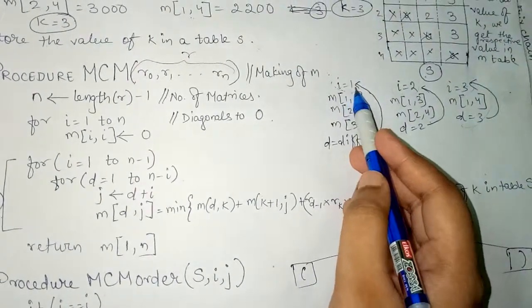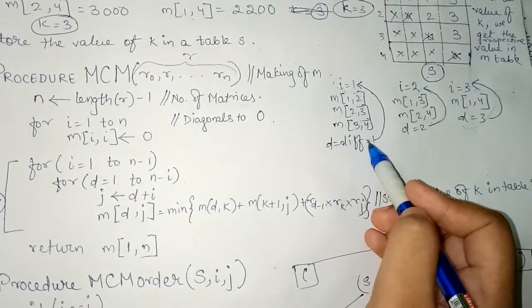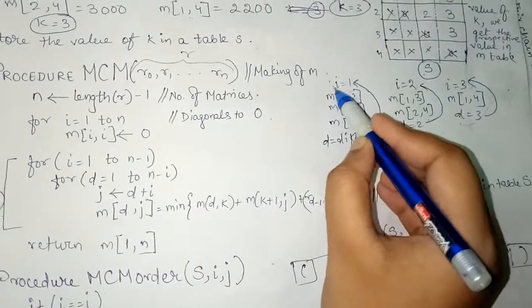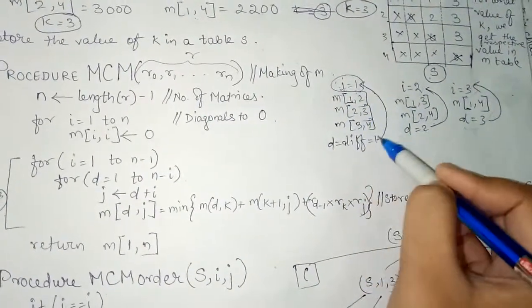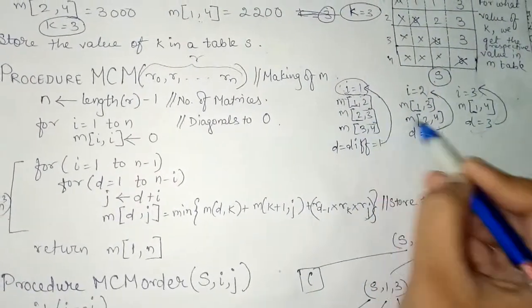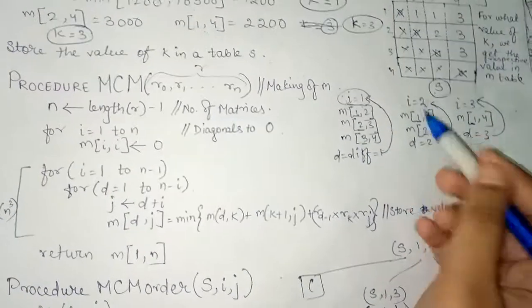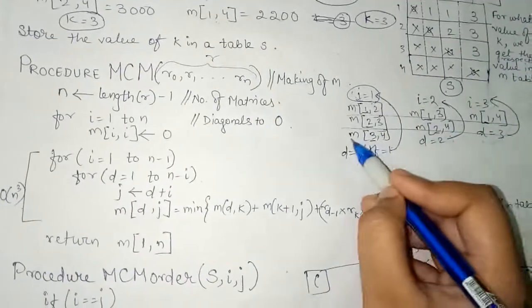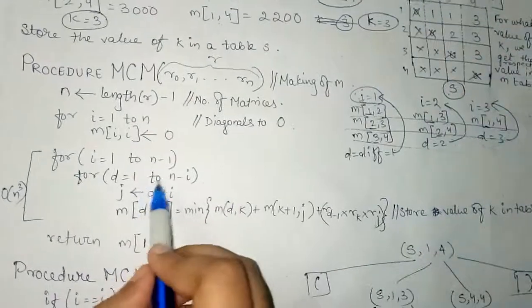When i equals 1, the difference is 1, 2, 3. When i is equal to 2, the difference is only 2. When i equals 3, the difference is only 1. So each time it is reducing, so it is n minus i.